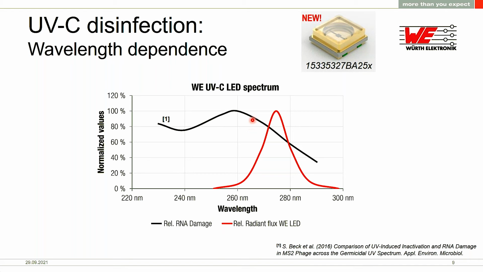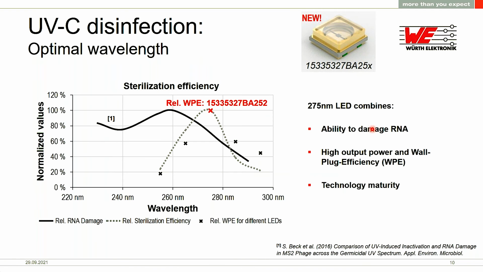And compared to this, I show you here in red the spectrum of our new UVC LED. It has a peak wavelength of 275 nanometers. And you see, it's not ideal. It would be, of course, better if the peak wavelength were close to those 260 nanometers. But it's not that simple, because what you also have to consider is not only the correct wavelength, but also that you have to have enough light coming out of the LED.